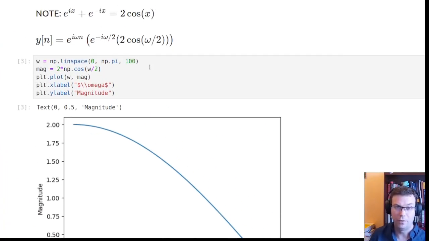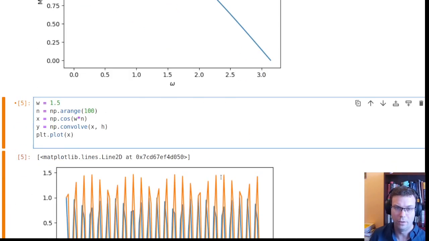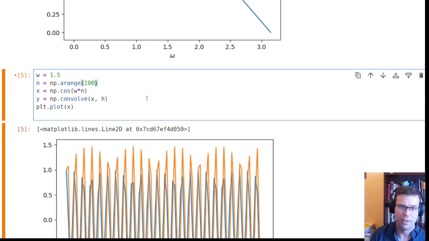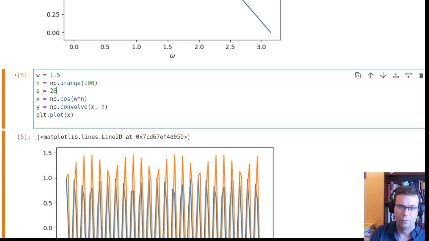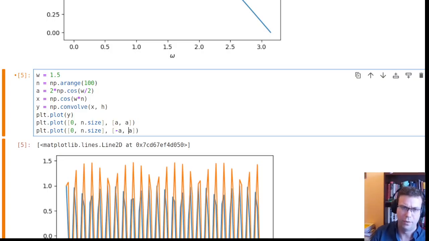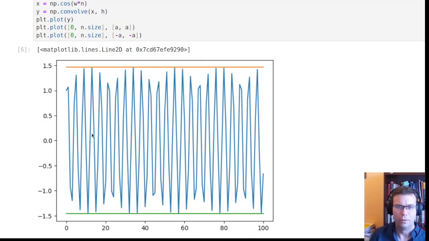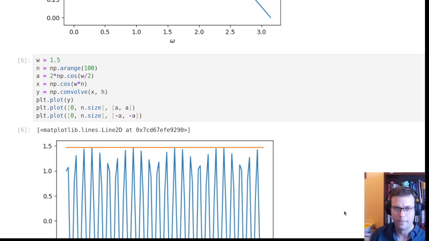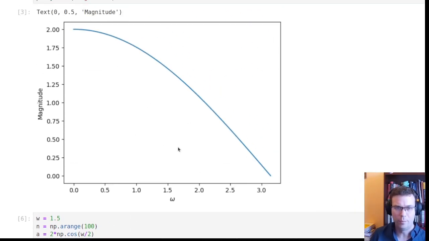So if I go back and look at the equation, I see the amplitude is supposed to be 2 times cosine of omega over 2. So let me write that down here. I'll say amplitude is equal to 2 times cosine of omega over 2. And let me just plot y for now. And I'll plot the negative of that down there. So I want to show you that this is actually between these two. Yep, okay, so the equation told me that the amplitude was supposed to be this, and I can see there it is. Let's try maybe 0.5 instead.